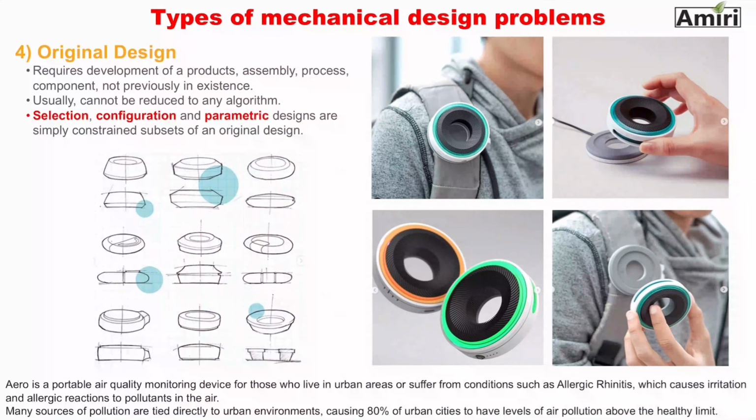Original design is a very common type of mechanical design problem, and that's when you create a new product, something that doesn't exist or has not been around. Not just a product, it could be an assembly, a process, a component, something new. You're creating something new from scratch. As part of the process of designing that, you have selection design problems within it, you have configuration design within it, you have parametric design within it. So a lot of stuff that we talked about, the 1, 2, 3, will be part of an original design.